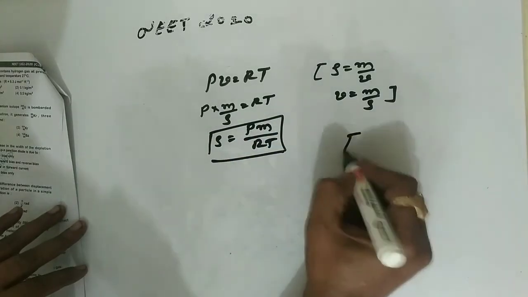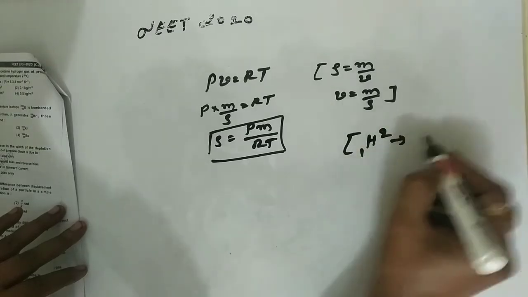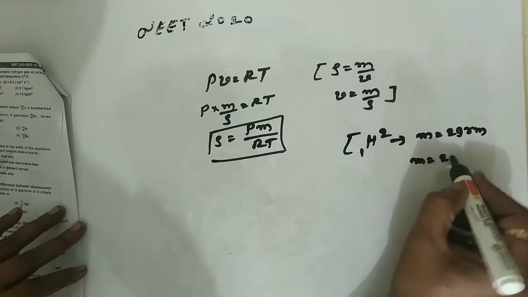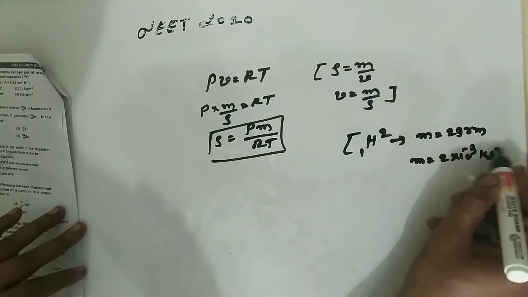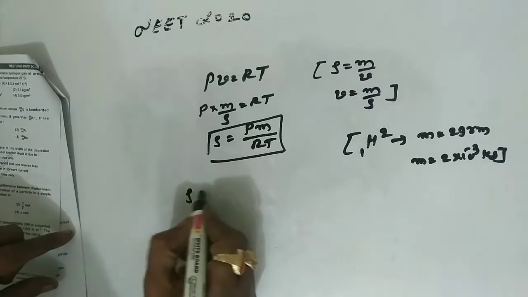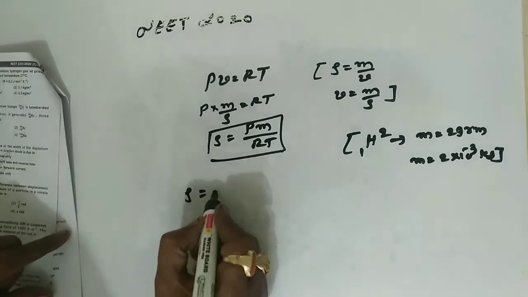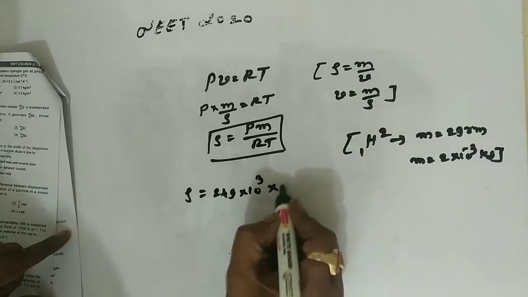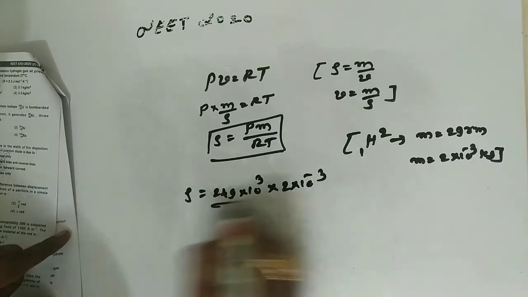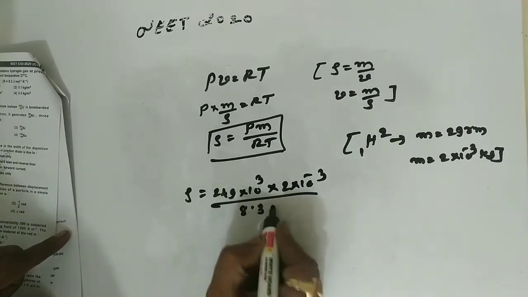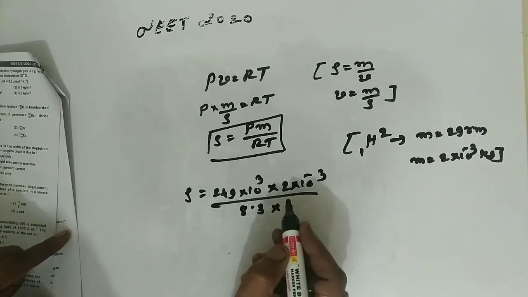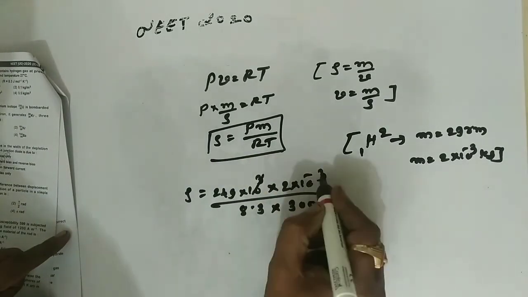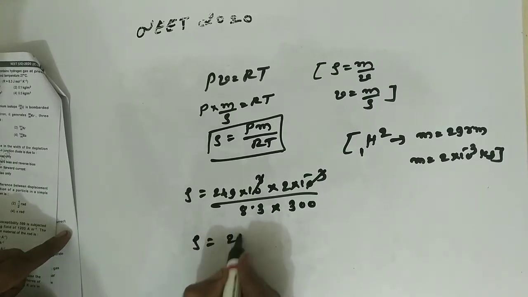For hydrogen H2, here m equals 2 gram, so m equals 2 × 10 to the power of minus 3 kg. Shall I substitute here? So density, pressure is given how much? 249 kilopascal, 10 to the power of 3. This is 2 into 10 to the power of minus 3. R is given 8.3 into temperature, 27 degrees centigrade, which is nothing but 300 Kelvin. Right? The 10 to the power plus 3 and minus 3 get cancelled.